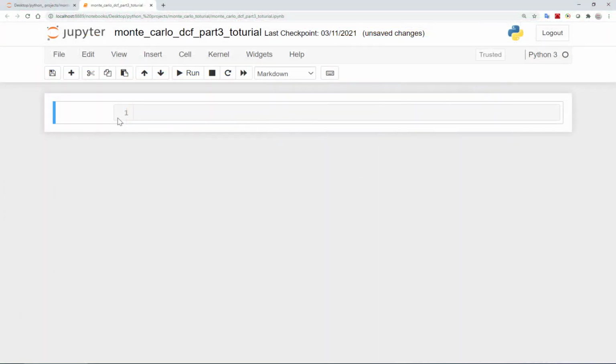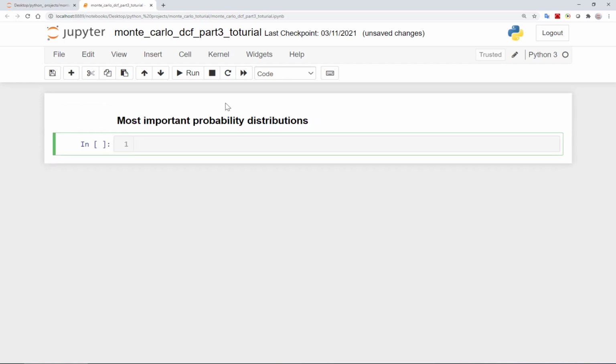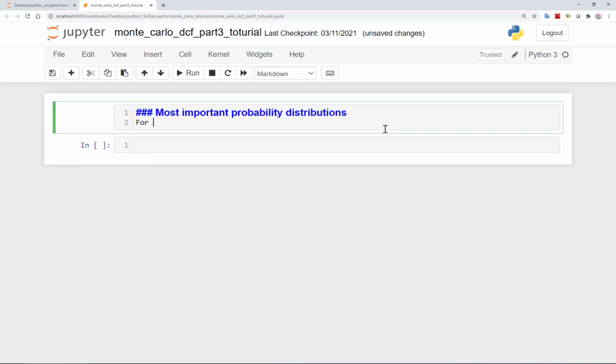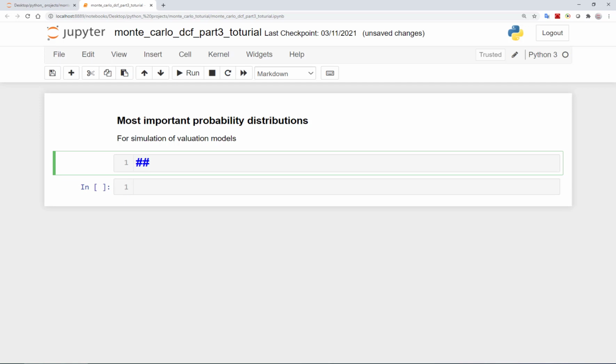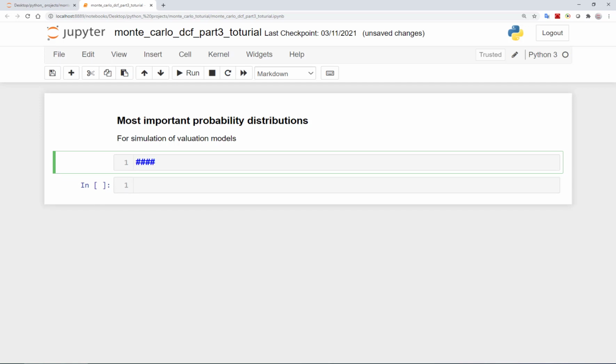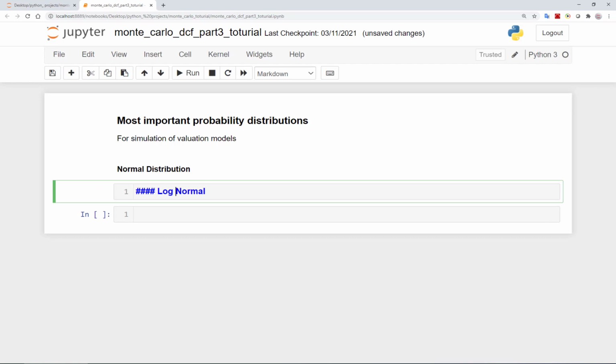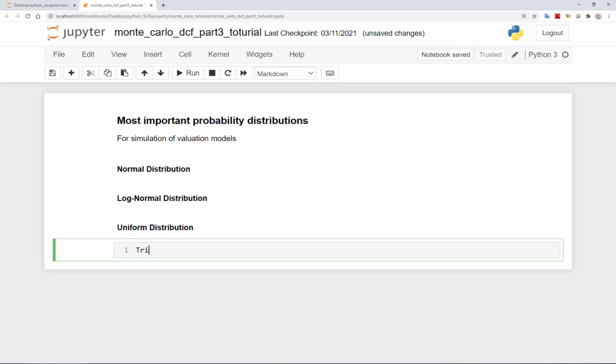Now in this session, I would like to talk about three or maybe four of the most important probability distributions that, if you know them, is almost sufficient when modeling your inputs in a Monte Carlo simulation of a valuation model. I will also talk about which of these distributions are most appropriate for our input variables and how to decide about choosing a distribution and the parameters for your variables. We will talk about the following distributions in this session: normal, log normal, uniform, and triangular distributions.